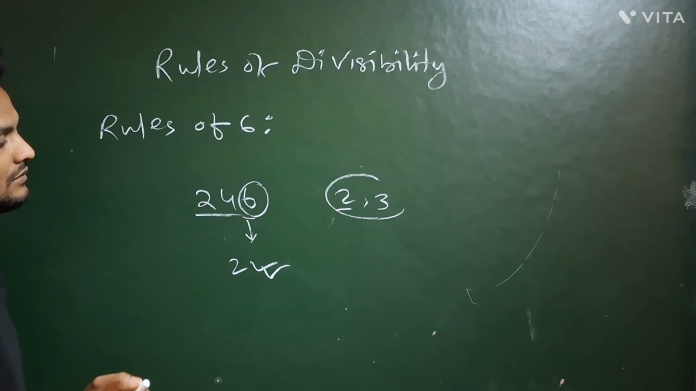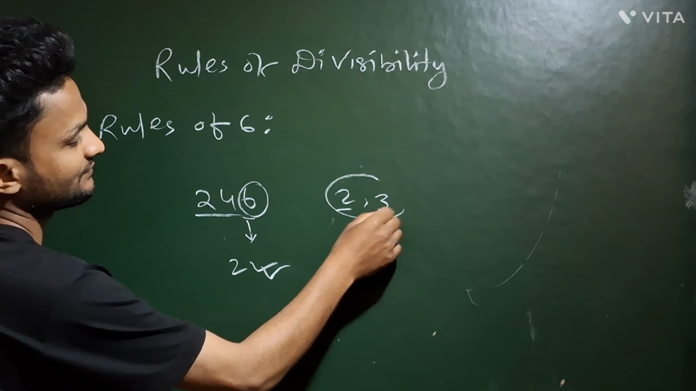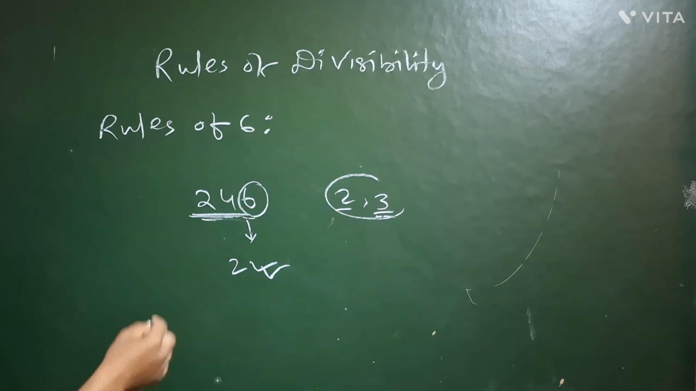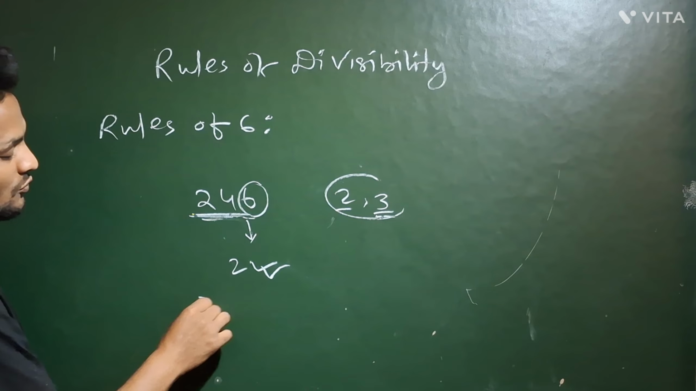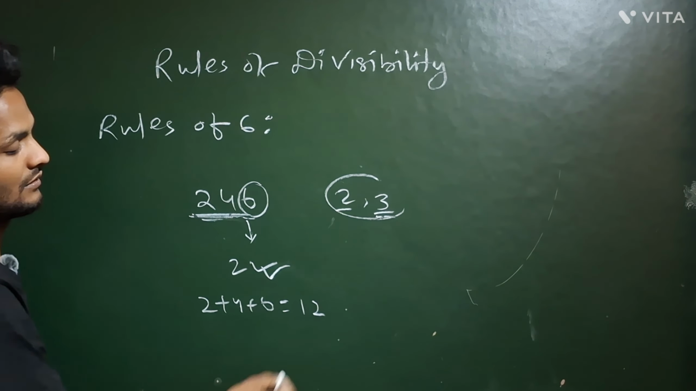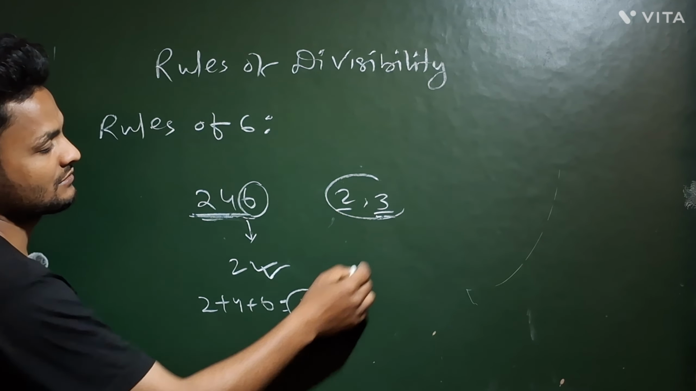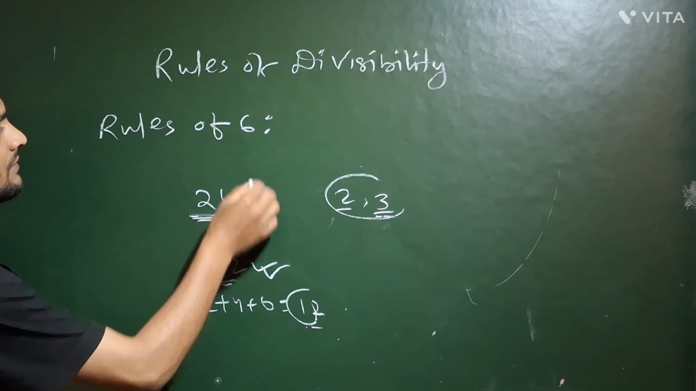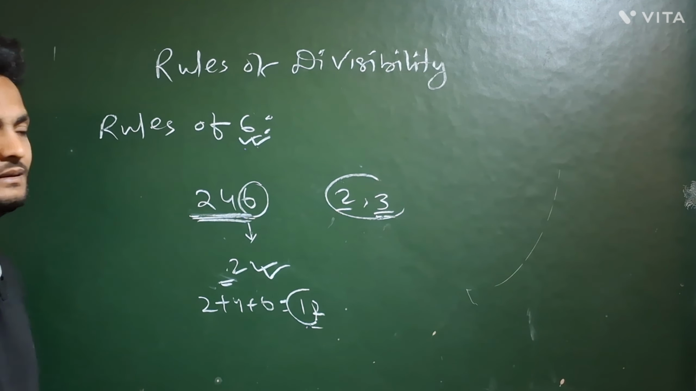Okay. Now, we'll check the rules of 3. In this number, the digits are 2, 4 and 6, and 2 plus 4 plus 6 is equal to 12, and 12 is divisible by 3. So, the number is divisible by 2 as well as 3. That is why the number is divisible by 6. Okay.